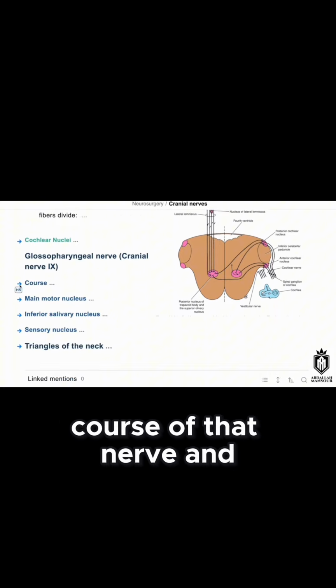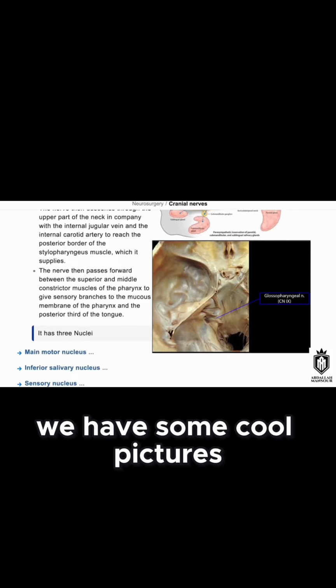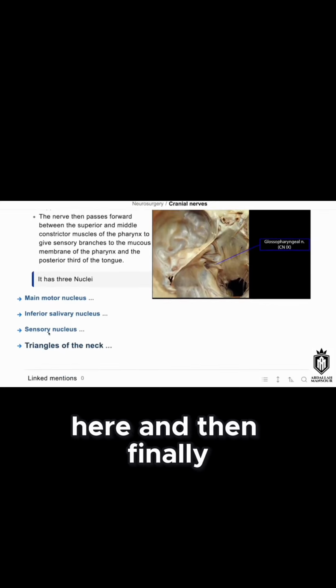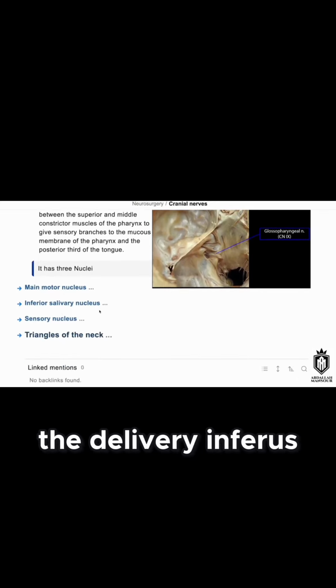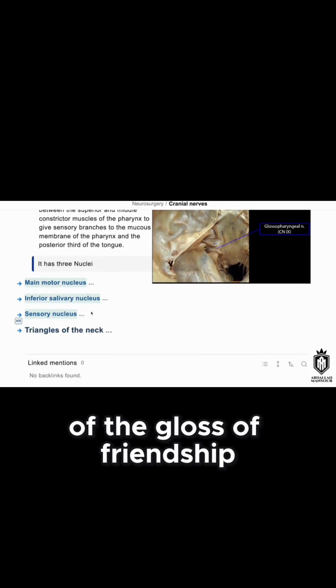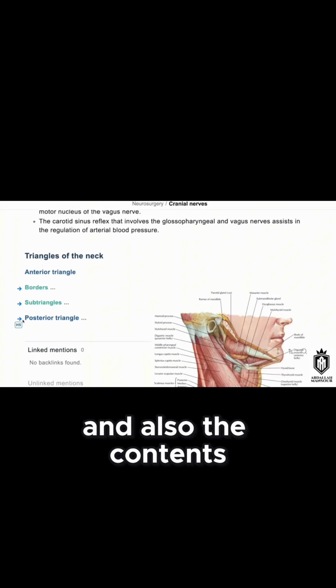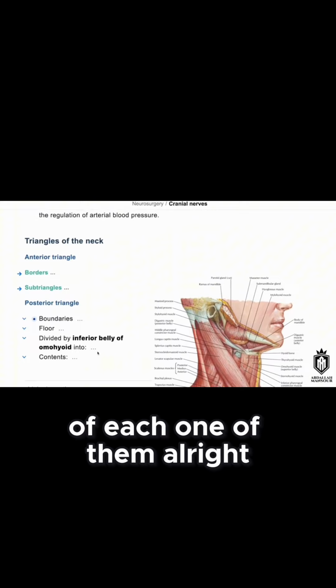We need to talk about the course of that nerve and how it comes out from the skull. And we have some cool pictures here. And then finally, the motor nuclei, the inferior salivary nucleus, and the sensory nucleus. And these are the nuclei of the glossopharyngeal nerve, and including the anterior and posterior triangle. We need to talk about their boundaries and also the contents of each one of them.